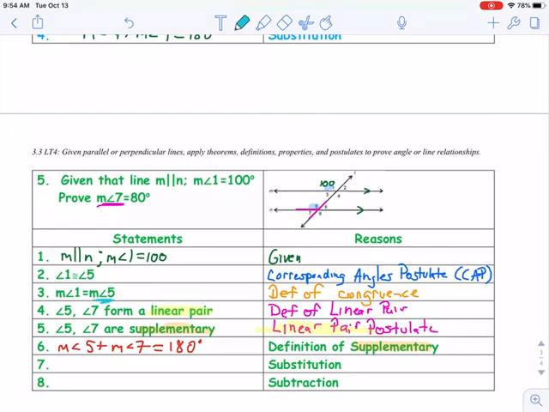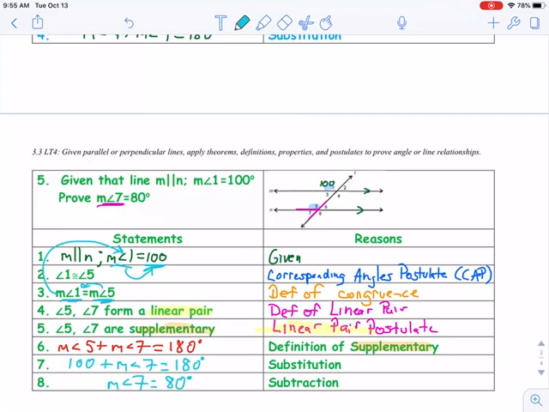Angle 5, I can replace with angle 1. They're equal to each other. However, angle 1 is also equal to angle 5. All right, so since all this junk is equal to each other, I'm able to replace angle 5 with 100 via substitution. And then I can just subtract 100 from both sides, and the measure of angle 7 equals 80 degrees.